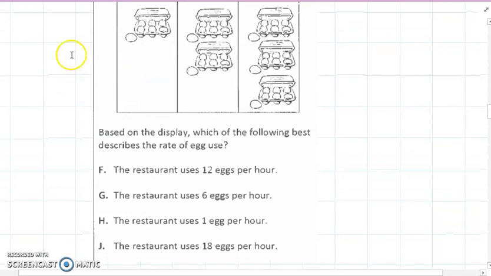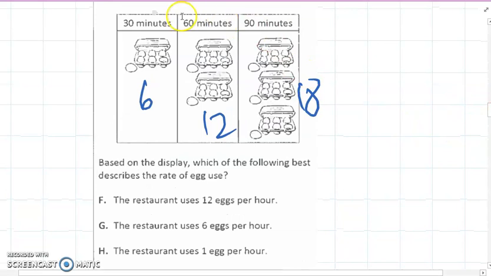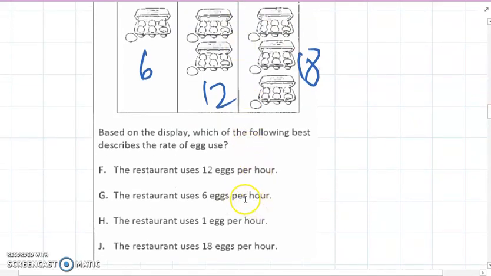Okay. So let's think there. This one's 6 eggs here. This was 12 eggs, and this one's 18 eggs. So just look at the picture here. Remember, this is in minutes. Well, how many eggs would be in 1 hour?